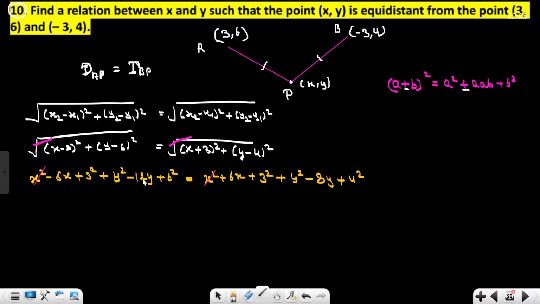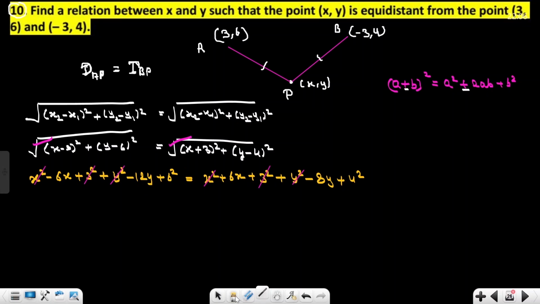Similarly, you can cancel out the next term. Find the next term: y square is positive on both sides. Any other term? 3 square is positive, and here also 3 square positive. 6 square, here is 4 square. Any other term? 6x is positive here, and negative there, minus 12, so no.